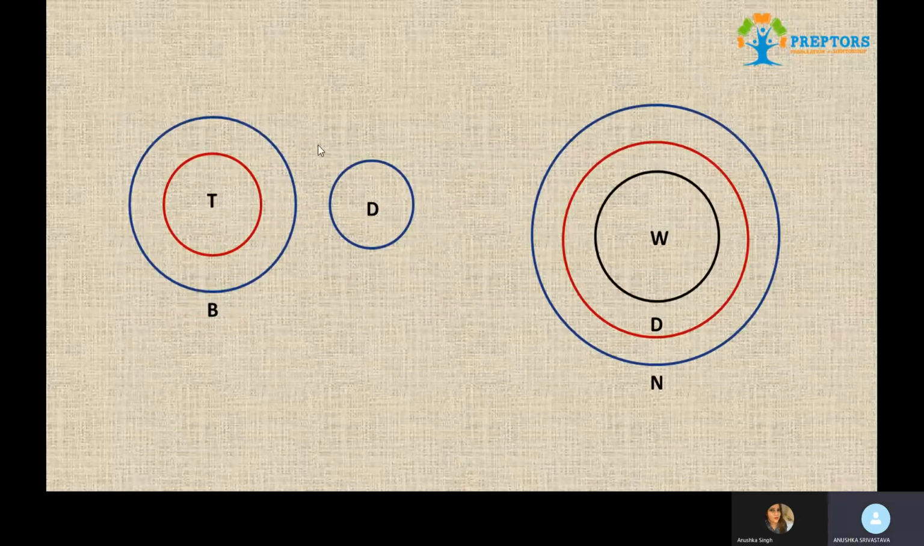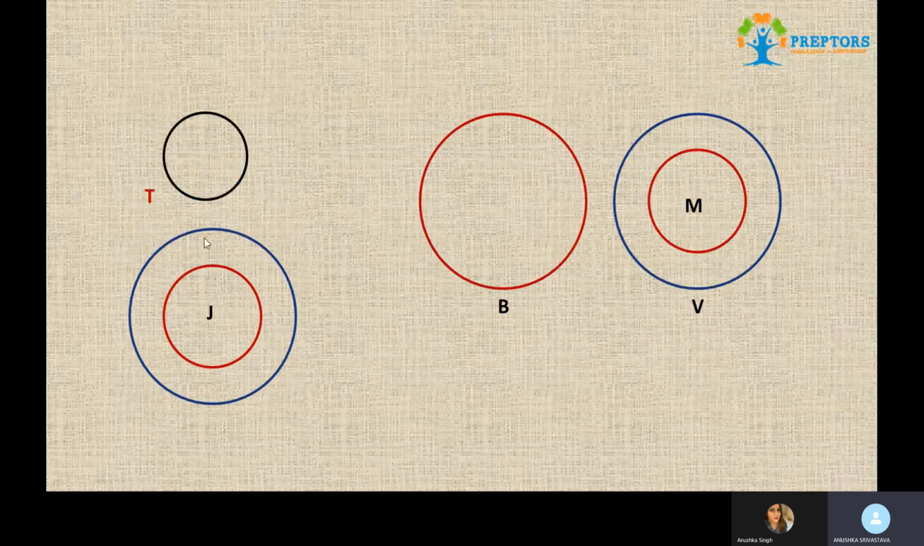All toms are bright. No bright tom is a dick, so no dick is a tom. All witches are devils. All devils are nasty, so all witches are nasty. All jingos are tingos. No tingo is a bingo, so again this follows. All mammals are viviparous. No bird is a viviparous, so no mammal is a bird.